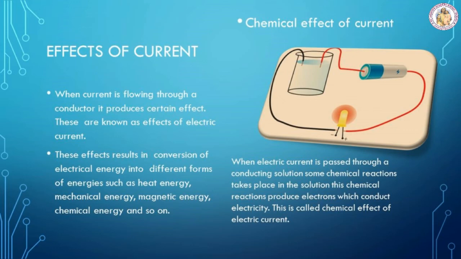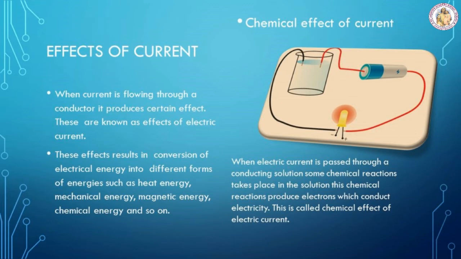Yes, it glows. What do you understand from this? We know that electricity is conducted by metals. This activity shows that liquids also conduct electricity. When electric current is passed through a conducting material, that means a solution, some chemical reactions take place in the solution. These chemical reactions produce electrons which conduct electricity. This is called chemical effect of electric current.